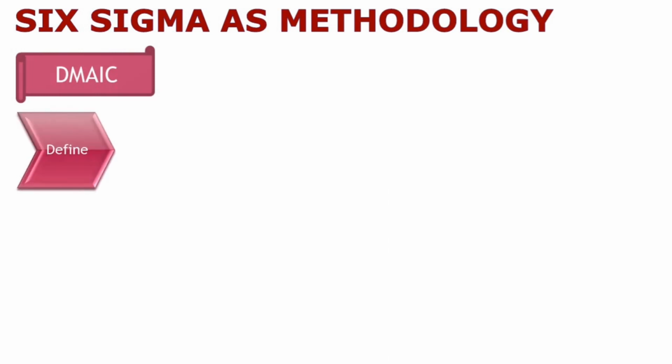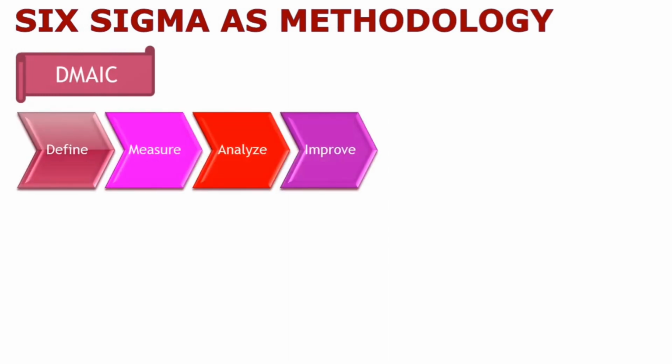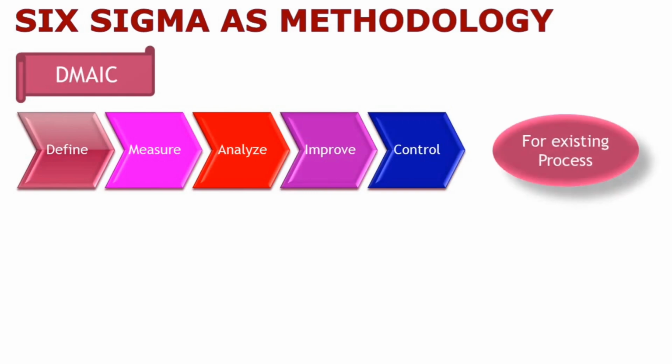Let's explore Six Sigma as a methodology. This approach is like a structured and disciplined way of making processes better. There are two main methodologies within Six Sigma. First one is DMAIC. DMAIC stands for Define, Measure, Analyze, Improve and Control. It's like a roadmap for improving processes that are already in place.